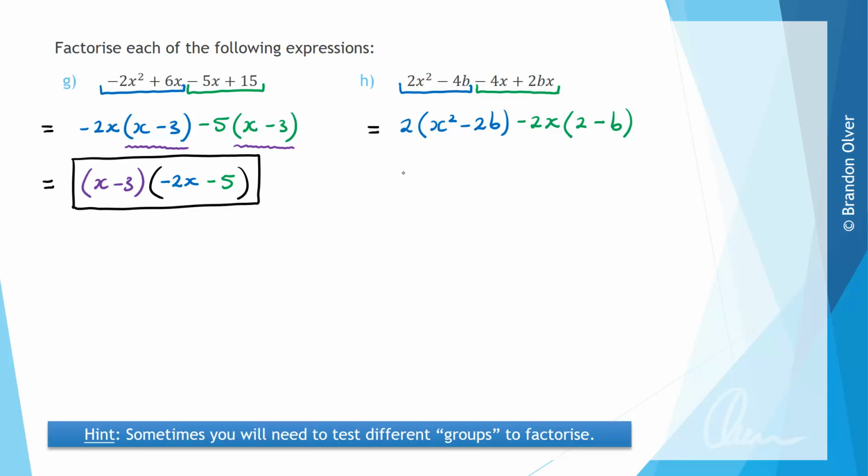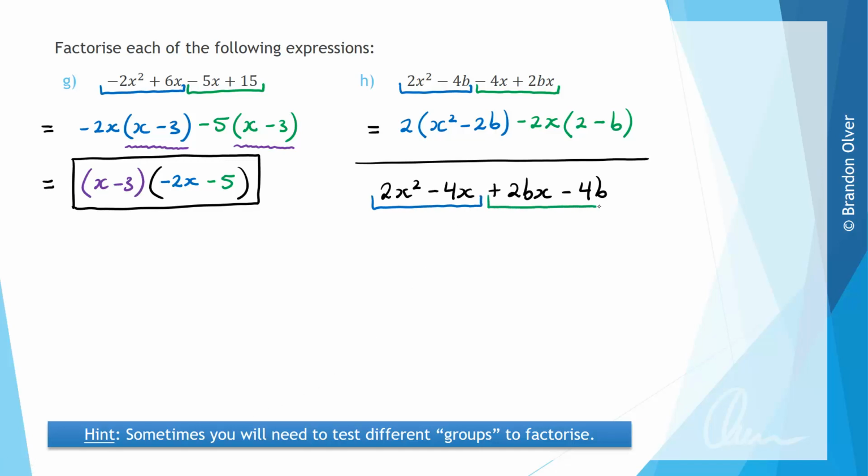So instead we rewrite the expression, and I'm going to try a different set of groupings. So I'm going to have 2x squared, and I'm going to put minus 4x next to it, and then I'm going to have plus 2bx minus 4b. And now that it's lined up like this, I'm going to group these two terms together and these two terms together. So if we do that, we will get in the blue a highest common factor of 2x, leaving behind x subtract 2. And in the green, we can take a highest common factor of positive 2b out, leaving x take 2 behind.